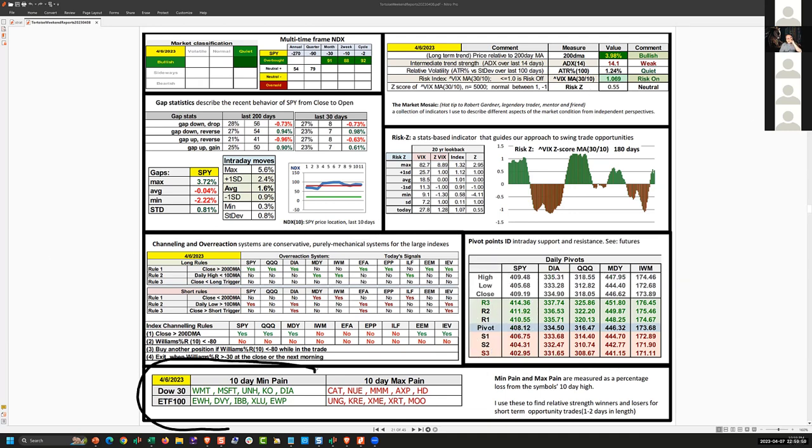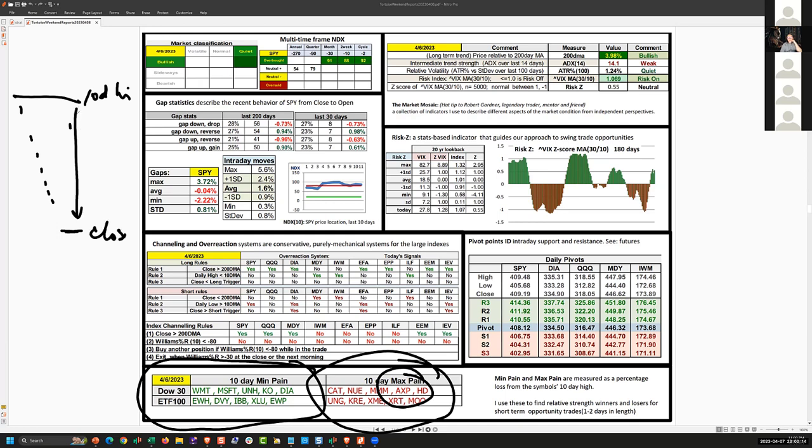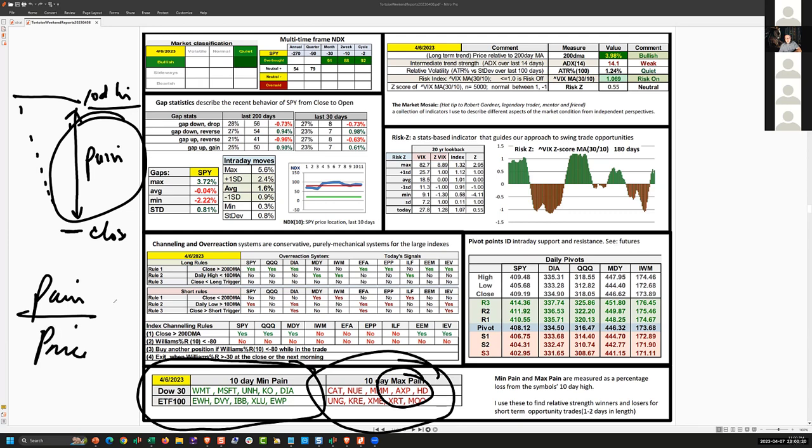I like to just track the min pain and the max pain from the 10-day. So from the 10-day high, that thing will have sold off to today's close. I take that distance and I say that's the amount of pain from the 10-day high. And I take the amount of pain divided by price, and then I express that as a percentage. How far from the 10-day high has it fallen as a percentage of price?